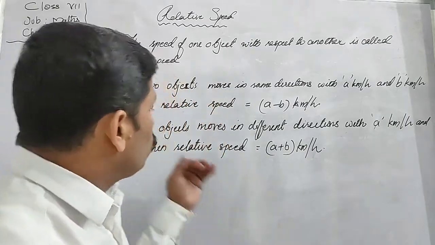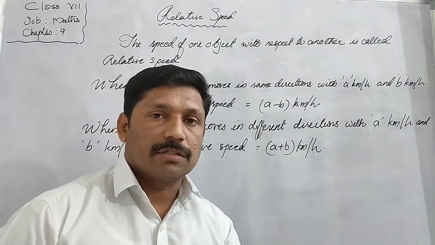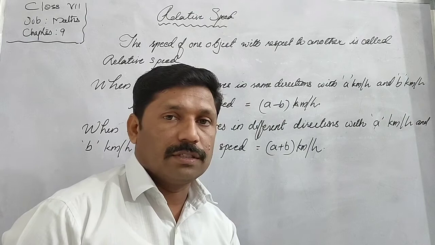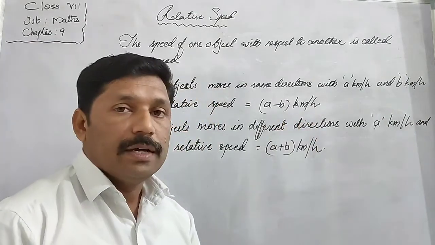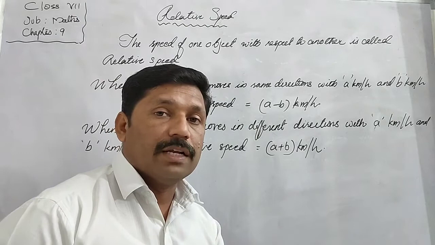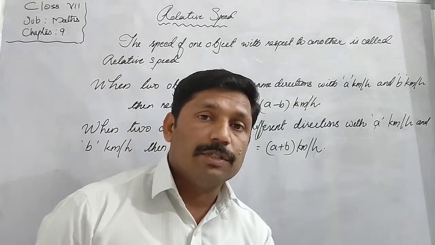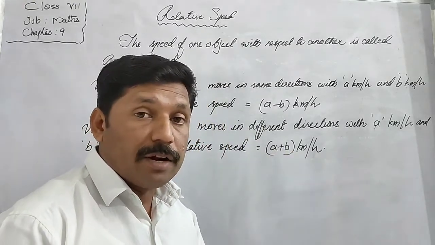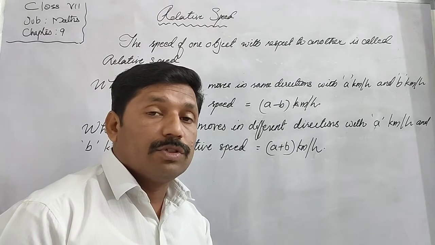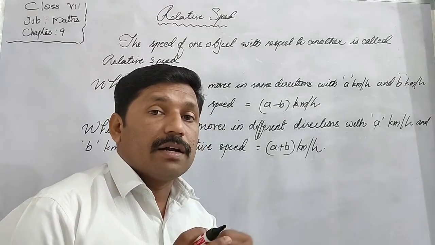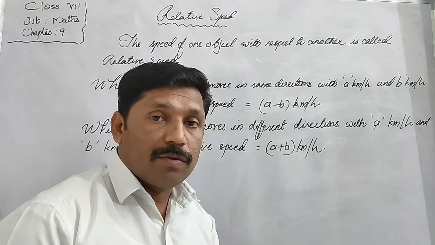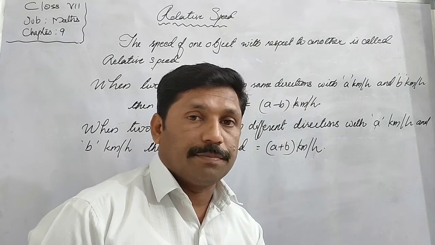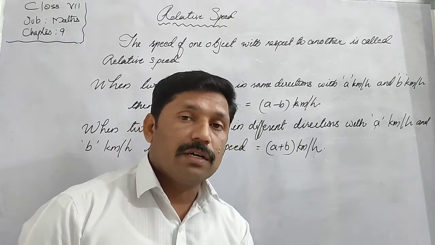Just like that, when two objects move in different directions, then the relative speed is calculated by taking the sum of the speed of both objects. This point everybody should keep in mind. When both objects are moving in the same direction, the relative speed is calculated by taking the difference of the speeds. And when two objects move in different directions, the relative speed is calculated by taking the sum of the speeds of those two objects. So that is about relative speeds.